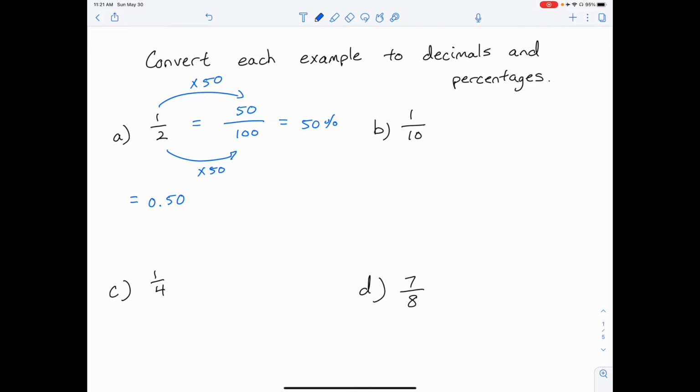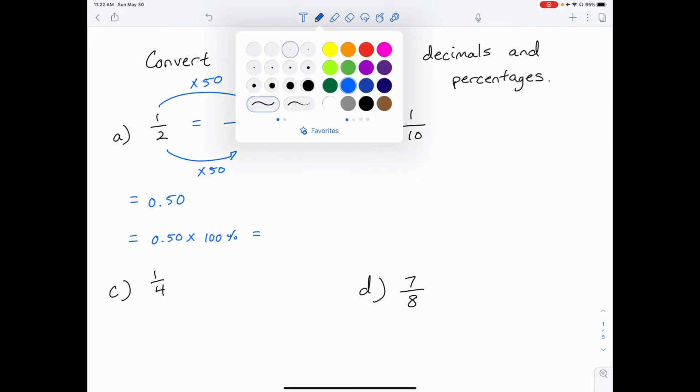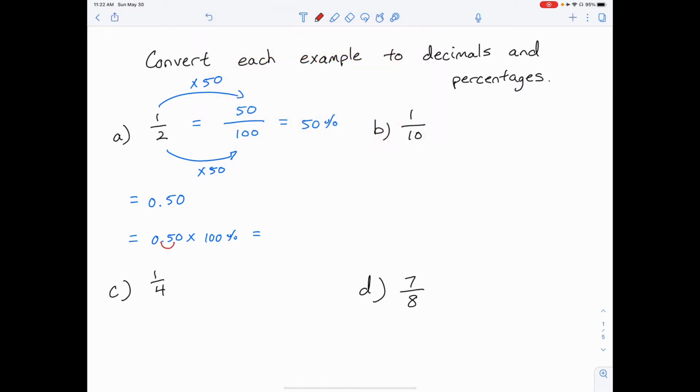Another way to do it is, let's say we prefer to get into decimals first. So we got the 0.50. Great. All we have to do now is multiply it by 100%, and that gives us our percentage. So for example, this can also be 0.50 times 100%. And we know that if we multiply by 100, we have to move the decimal point 2 spaces to the right. So in this case, if we move it 2 spaces to the right, 1, 2, we end up getting 50.00%, which is all the same as 50%.